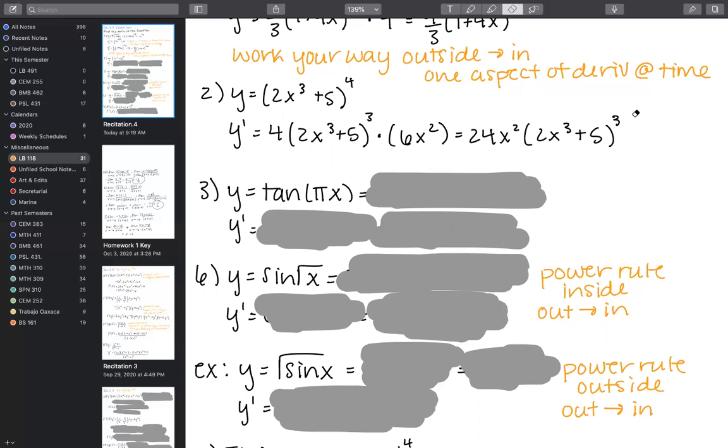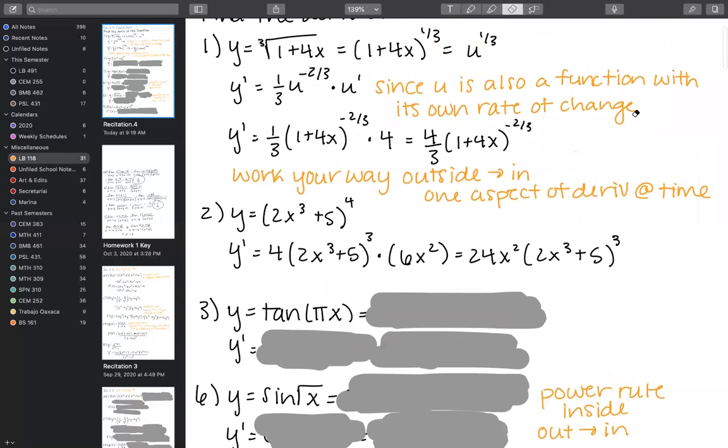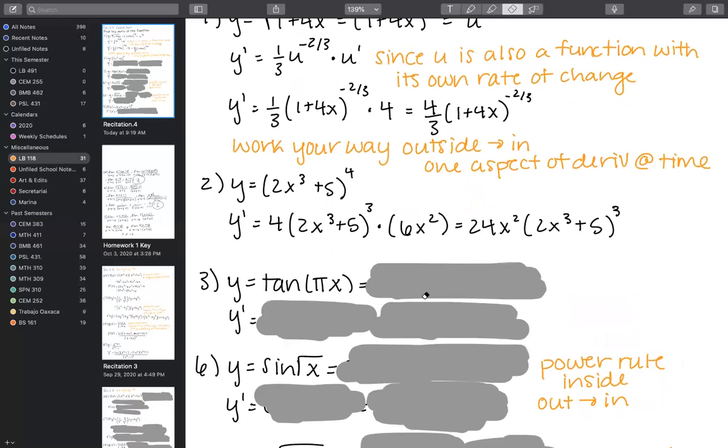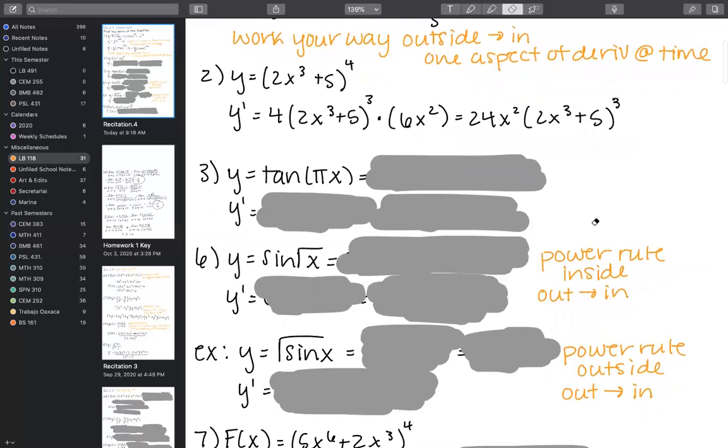So pretty similar to the last one, only this time we don't have to do any manipulation because it's not in a cube root or anything like that. It's in a workable form, and so we don't have to put it into a workable form. All right, so now a trig example. The first thing to recognize is that pi is also a constant, and in this case, it's the coefficient of x. So we're going to take the derivative of tangent of u when we assign u to be pi x.